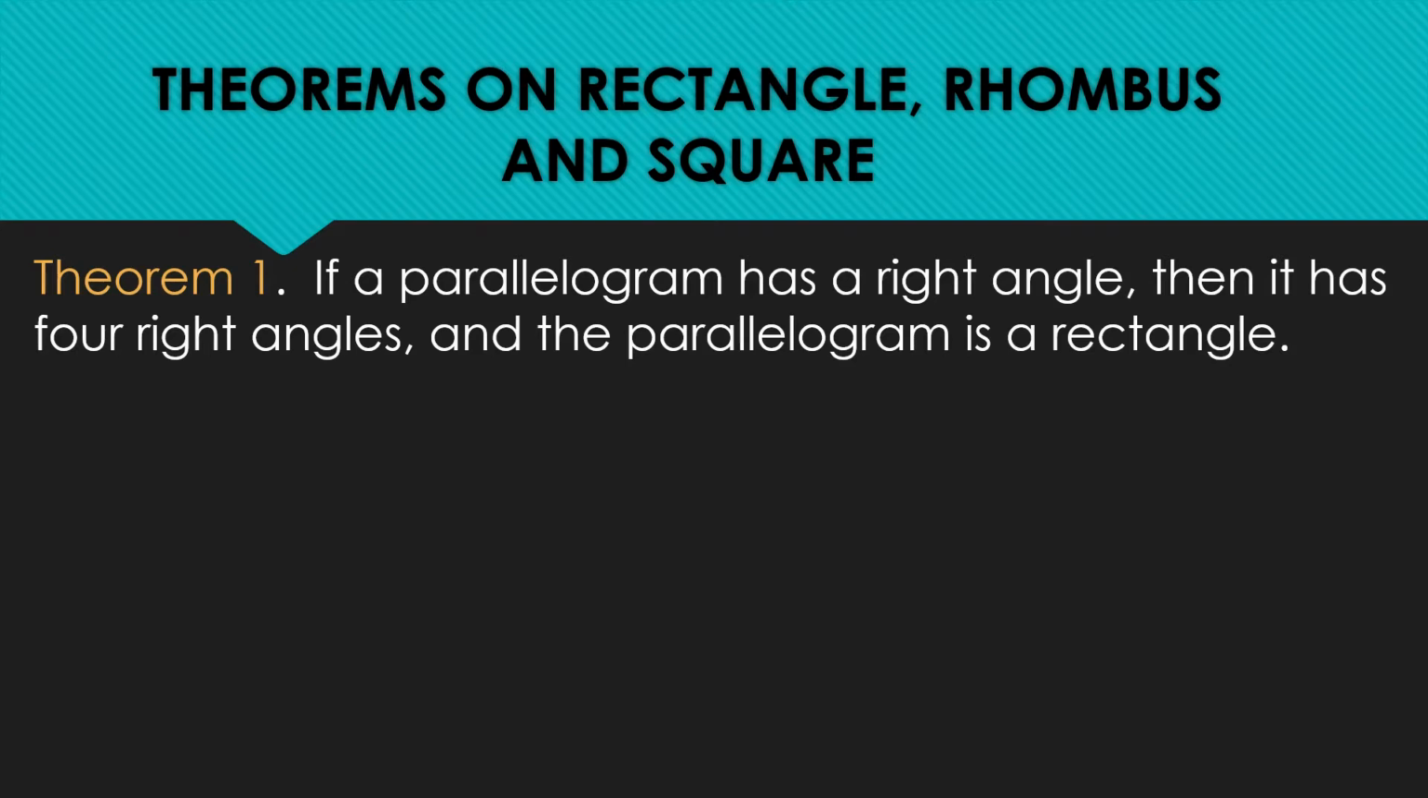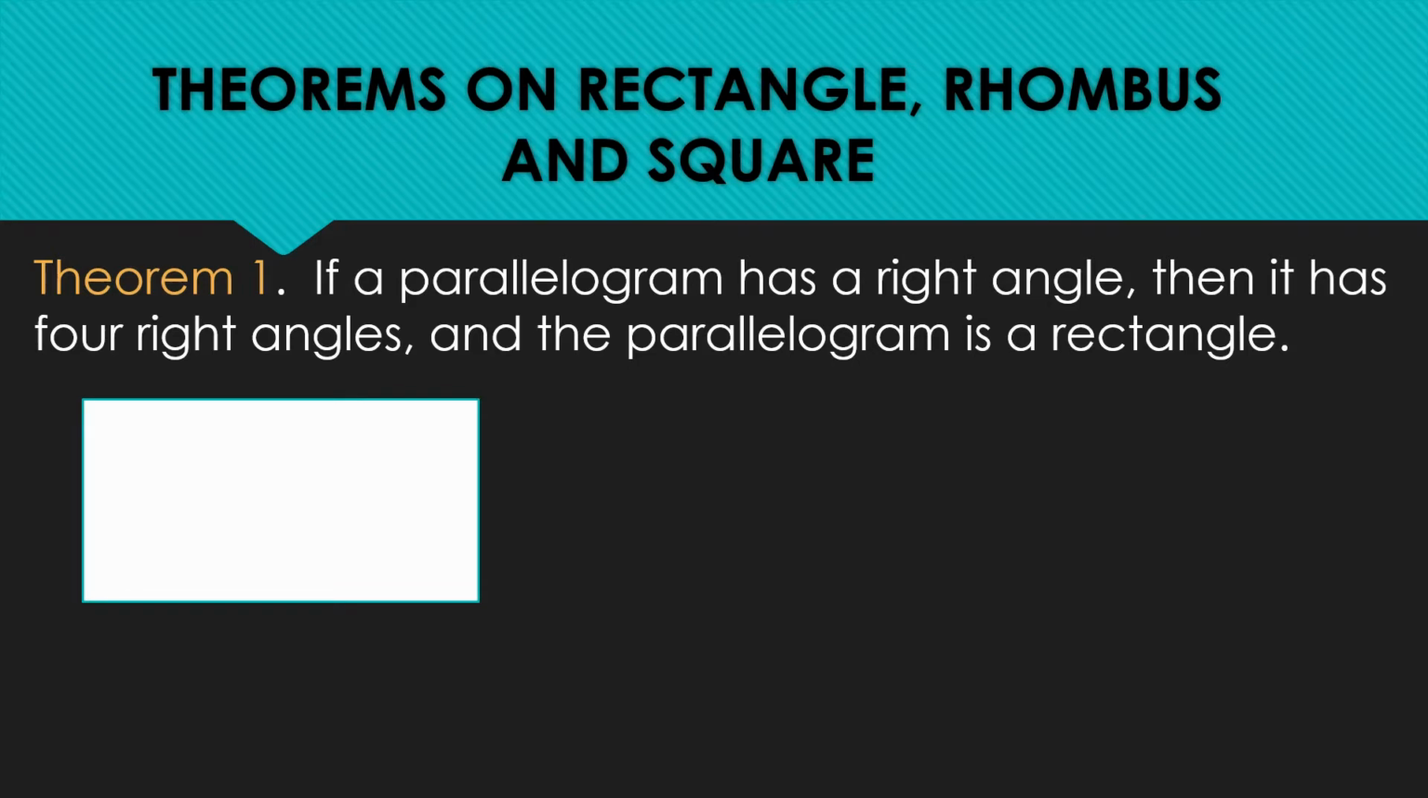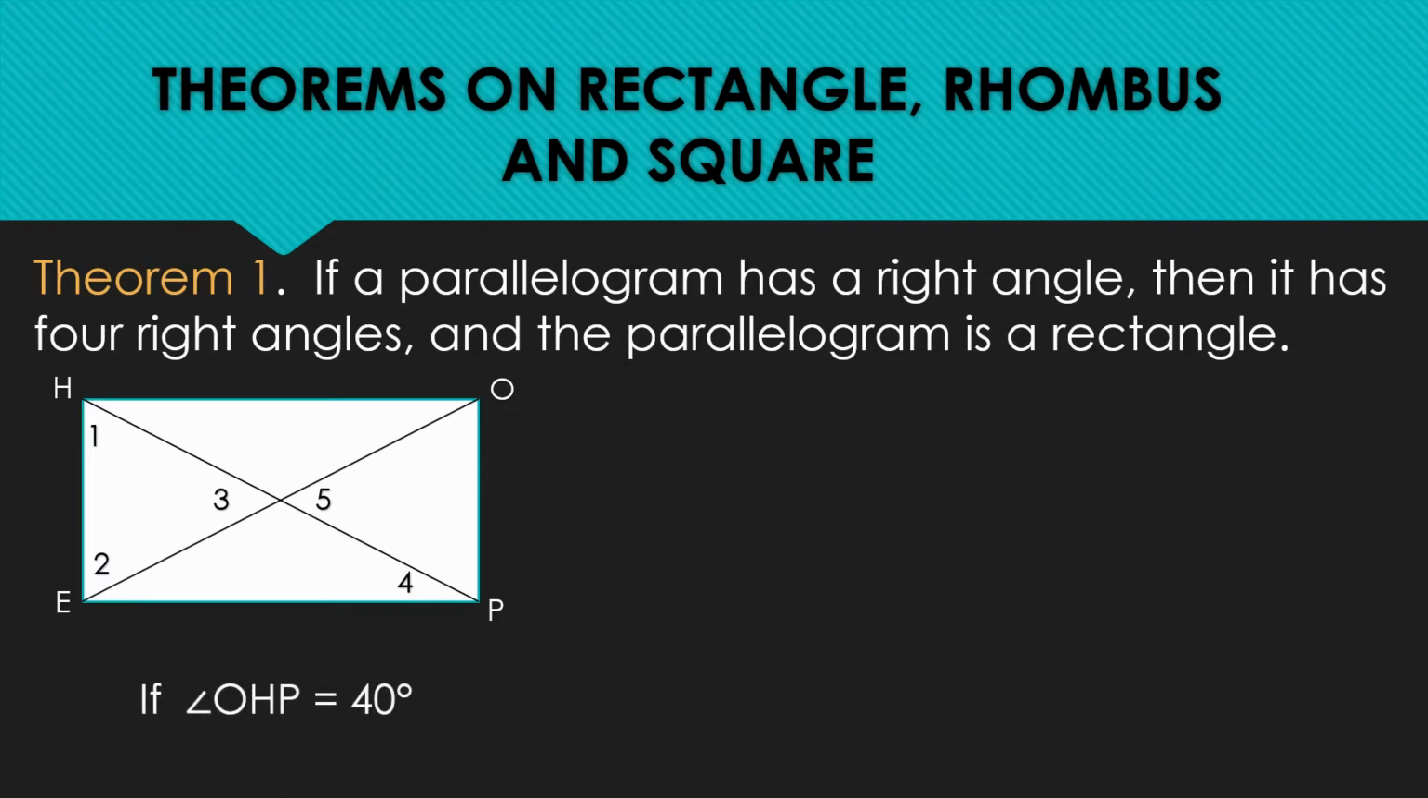Okay, so what is theorem number 1? Theorem number 1: if a parallelogram has a right angle, then it has 4 right angles and the parallelogram is a rectangle. So look at this figure. In this parallelogram HOPE, we have diagonal segments HP and EO. We have angle 1, angle 2, angle 3, angle 4, and angle 5. Theorem 1 says if you have 1 right angle, then it has 4 right angles.